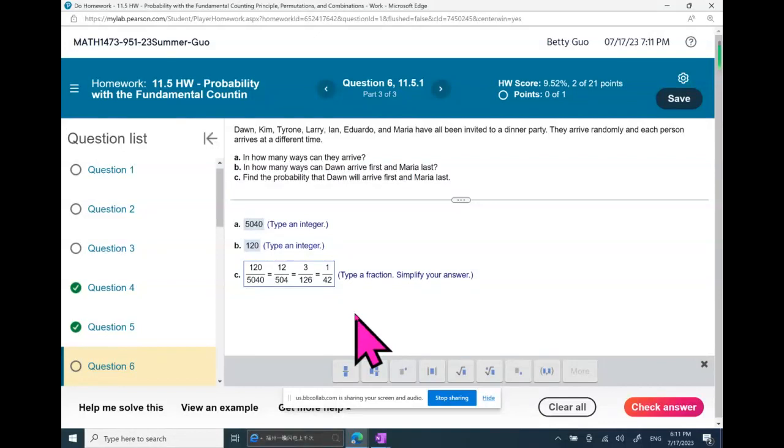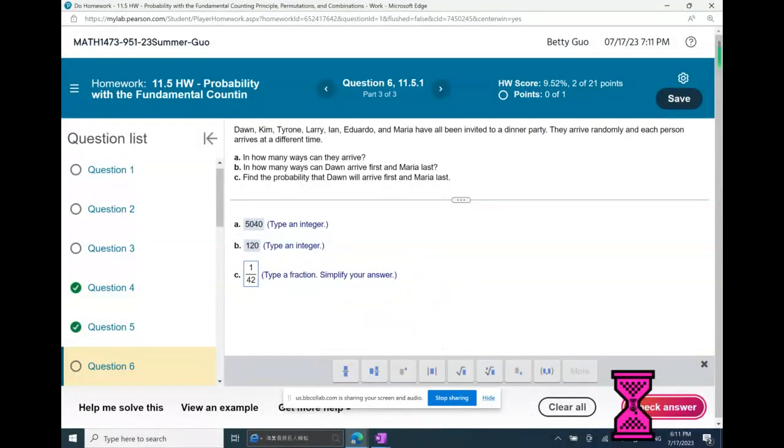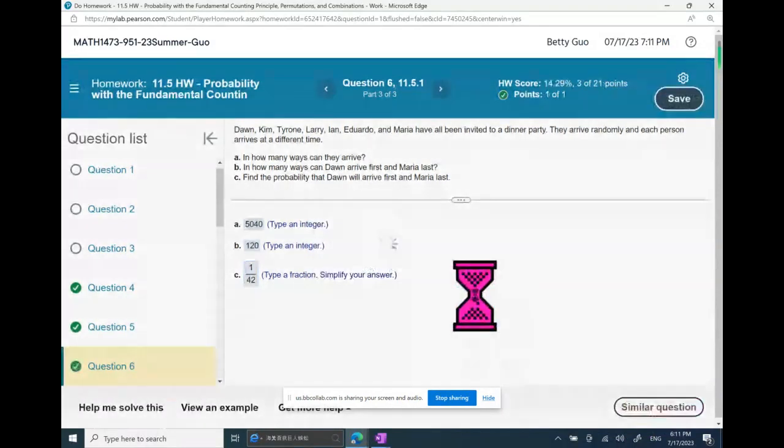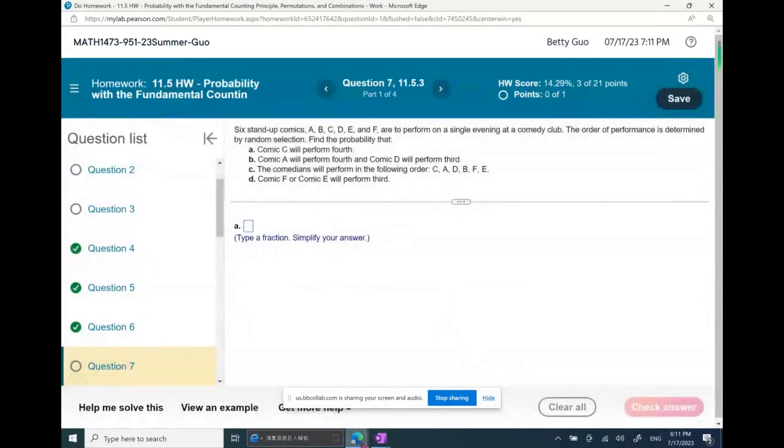Also, what you can do to make your job easier is use a TI-84 calculator. Enter 120 divided by 5,040, then go to math, and then fraction, and it will give us 1/42. So that makes your job a lot easier. I do not mind you using technology to make your job easier at all. Let me see if you have any questions.